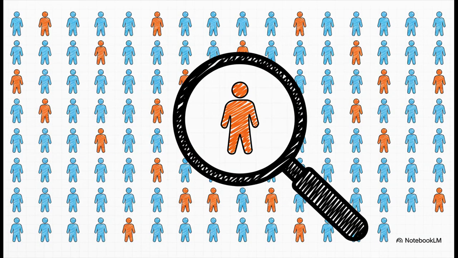Okay, let's paint a picture here. Imagine we're building a model to screen for a rare disease. In our test group of 1,000 people, only 1%, so just 10 people, are actually sick. The other 990 are perfectly healthy. The stakes here are obviously really high.